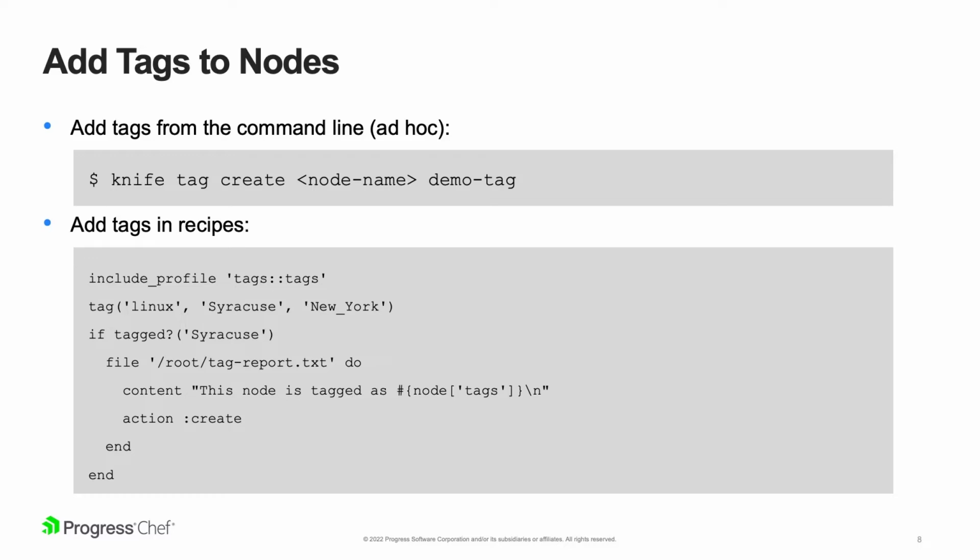And then in this, there's a little bit of logic that says, hey, if this node is tagged as Syracuse, do something. And in this case, I'm just creating a file to export the actual tags to a file that I can then review later. And you'll see some of this in the demo.